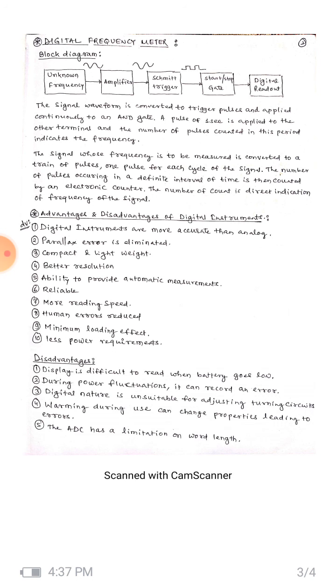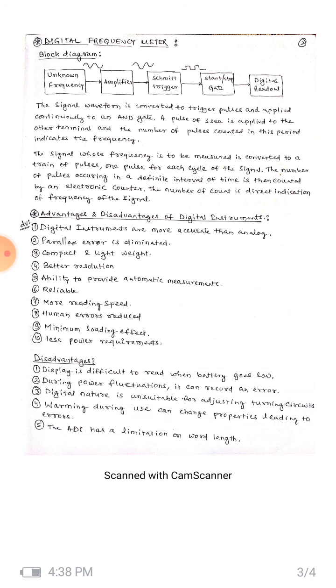Digital instruments are more accurate than analog, as we know the output will be in the form of a display. We can display the output on an LED or LCD, so the output will be more accurate compared to analog. Then the parallax error is eliminated. Parallax error means, as I told, while observing the pointer in the analog meter, if you don't stand properly, if you move either to the left side or to the right side, you feel the pointer moves to the left or to the right, so that you cannot read the readings properly. That is what parallax error is.